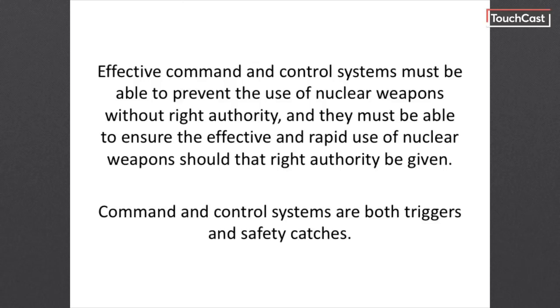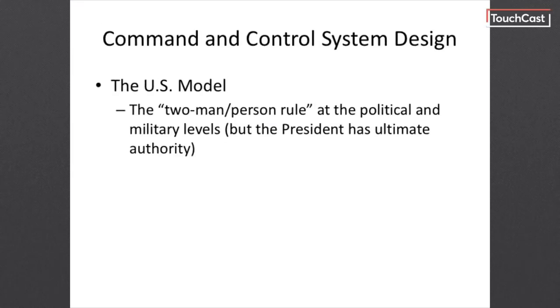Now, effective command and control systems must be able to prevent the use of nuclear weapons without right authority, and they must be able to ensure the effective and rapid use of nuclear weapons should that right authority be given. And so, to put it more simply, command and control systems are both triggers and safety catches. Okay, let's look at the US model.